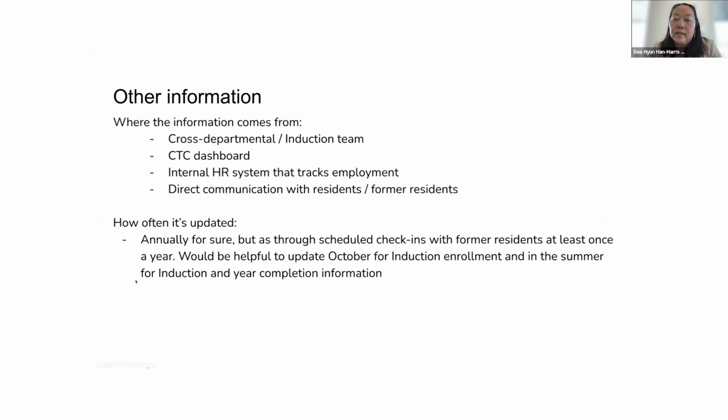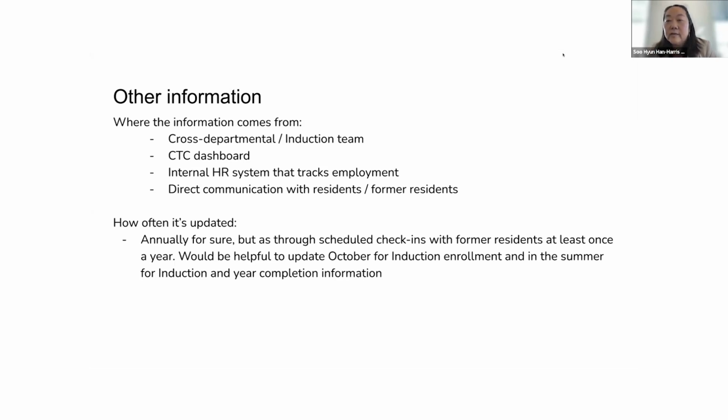And then a little bit about where this information comes from, as a recap. I work across departments. I work with our induction team to understand the induction completion process. We use the CTC dashboard. And again, we have internal HR systems that we have access to. That's where I can track employment. What position is this person actually in? And what percent of time have they worked? And I'm also doing direct communication with residents and former residents.